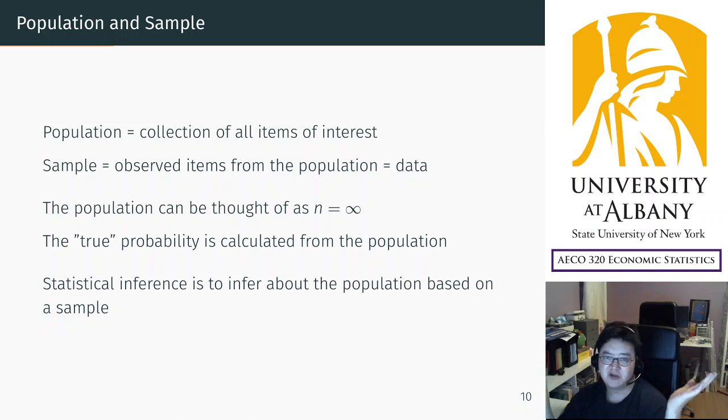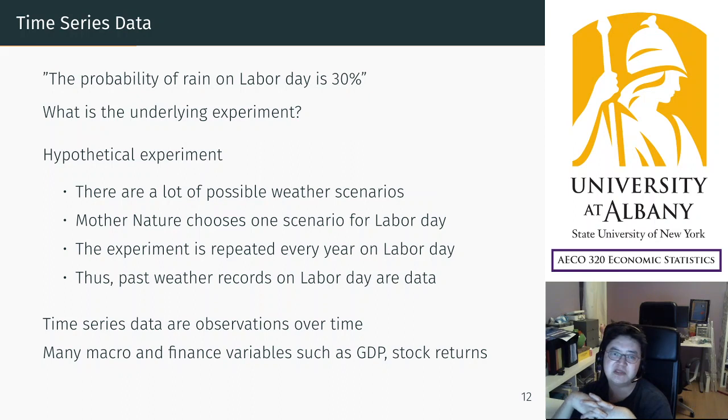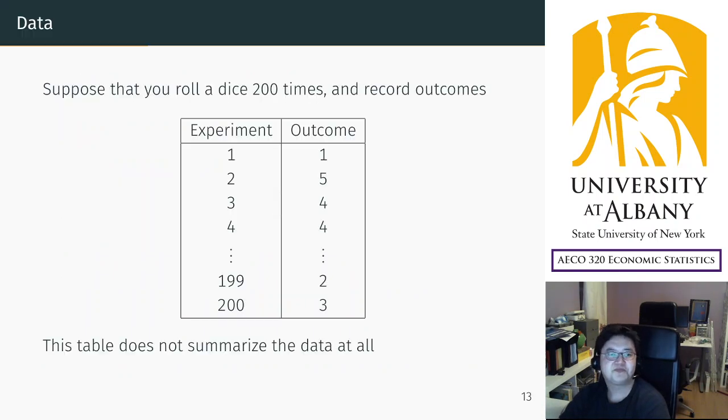But of course, it is not available. We cannot repeat the experiment an infinite number of times. It is not possible, but we want to know about this. So instead of the population, we observe a sample, and using the sample, we would like to infer about the population. That is statistics. An example of an experiment is a survey and time series. In time series data, you have to think of a hypothetical, impossible experiment. But we need to think about something like this.